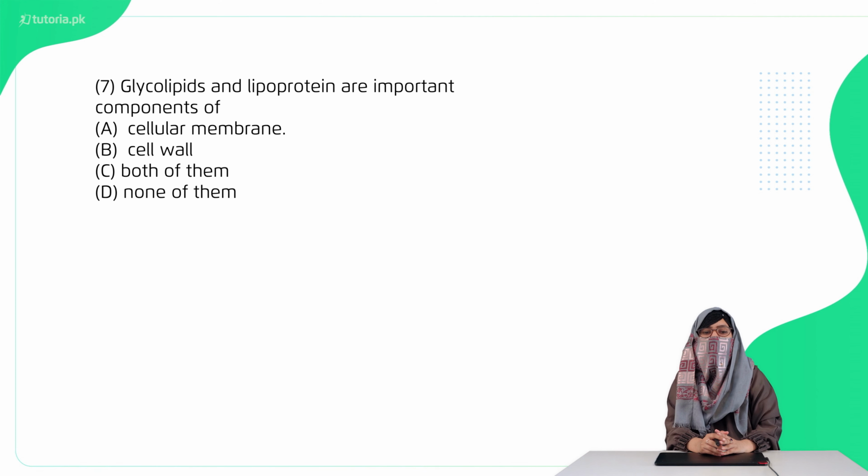Question 7 है glycolipids and lipoproteins are important component of option A cellular membrane, option B cell wall, option C both of them, option D none of them. The right option है option A cellular membrane.